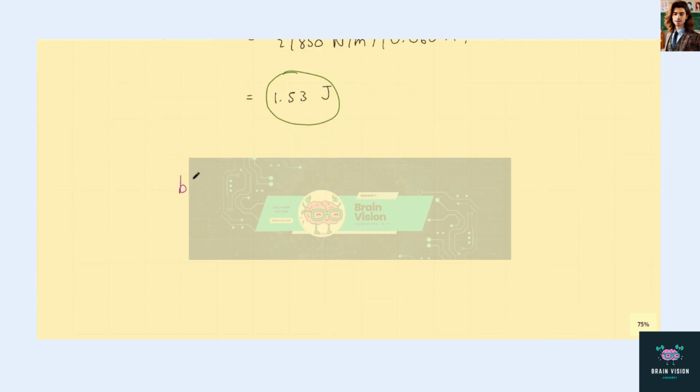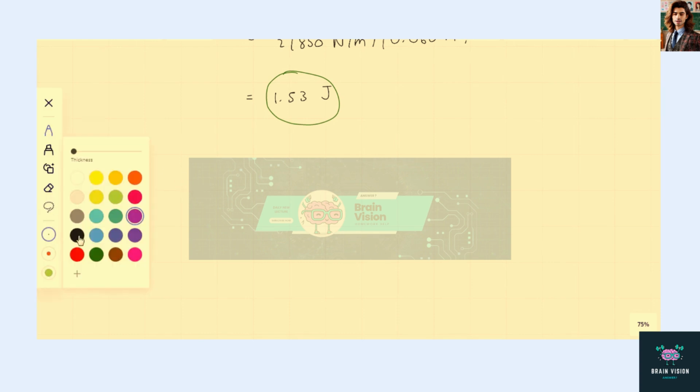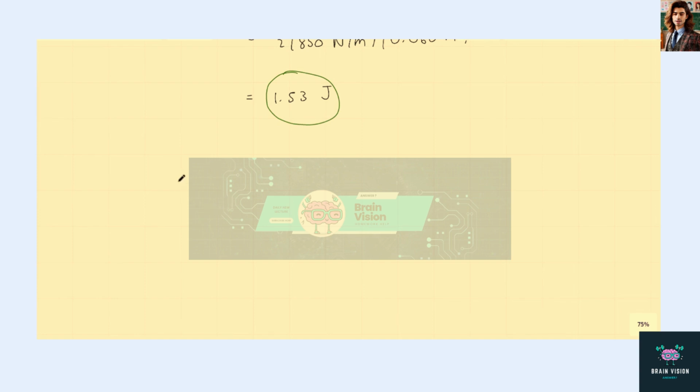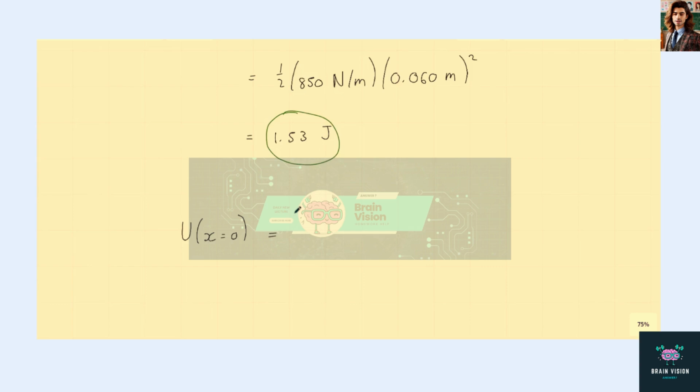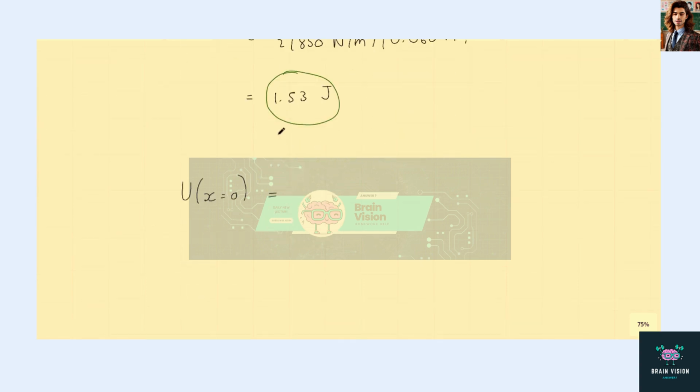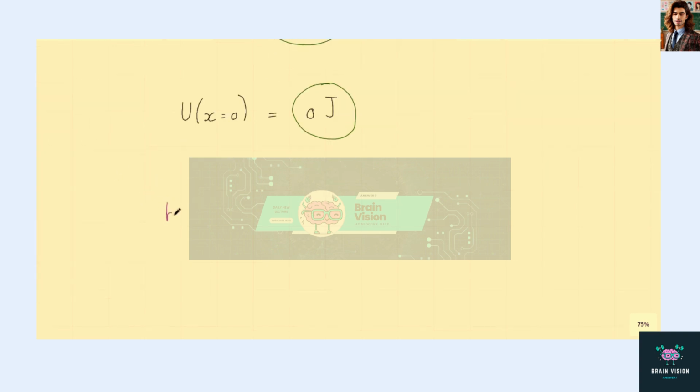Now, before we do part B, we actually want to find the elastic potential energy U when x is equal to 0, so when the block passes through the equilibrium position. Now we know at the equilibrium position x is equal to 0, and hence a half kx squared is equal to 0. So the elastic potential energy at the equilibrium point is 0 joules. Now we can move on to question B.